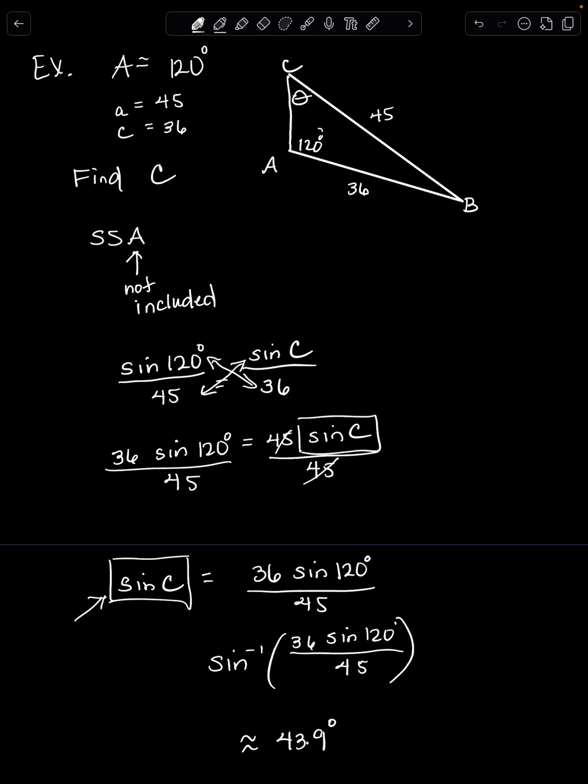If I go back to my triangle and think, does that make sense? Well, my biggest angle is 120, and that's across from 45. I know this can't possibly be an angle that's bigger than 120, so 43.9 for this does make sense.